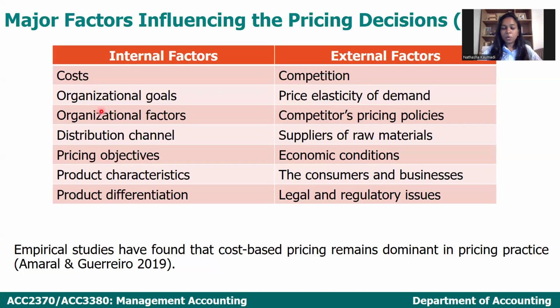Second factor, organizational goals. Now think about organizational goals. Sometimes companies are trying to maximize their profits. Some companies want to increase the market share. Likewise, there are different organizational goals. Now, if a company wants to maximize the profits, if that is their objective, then what should be the pricing decisions?